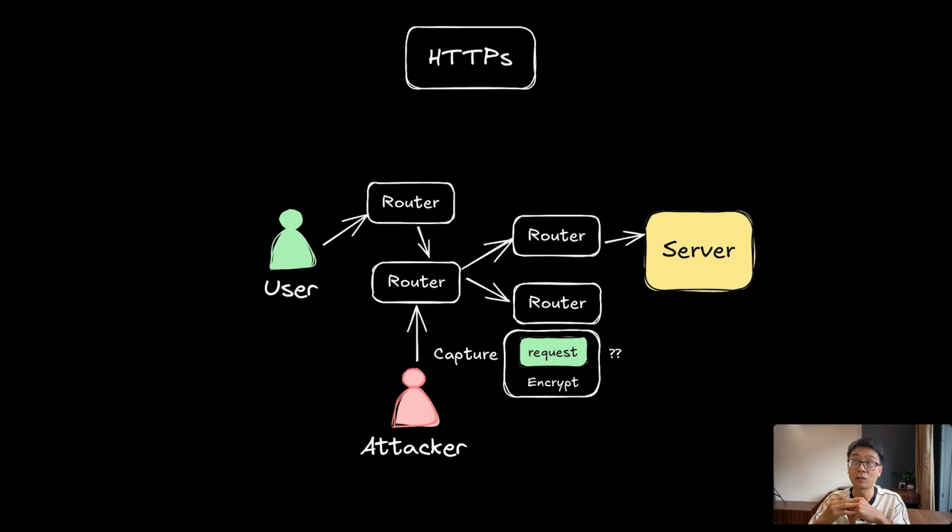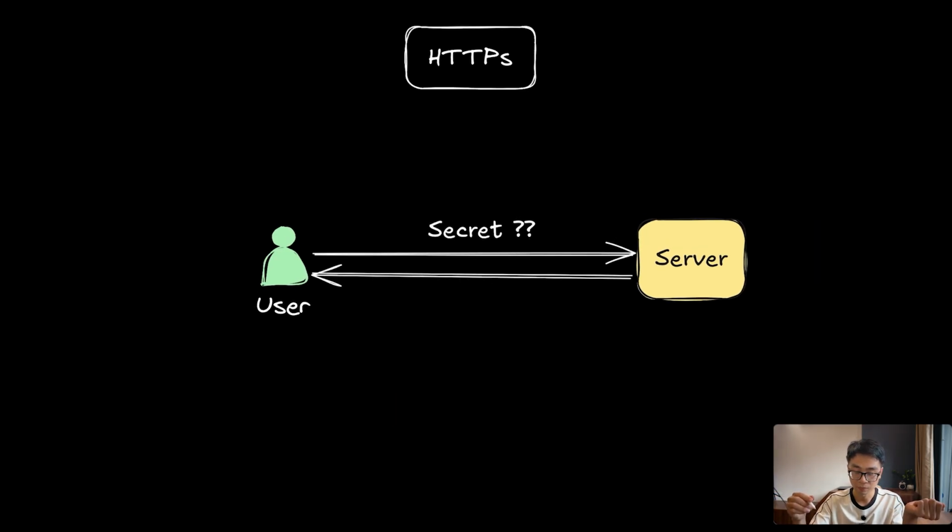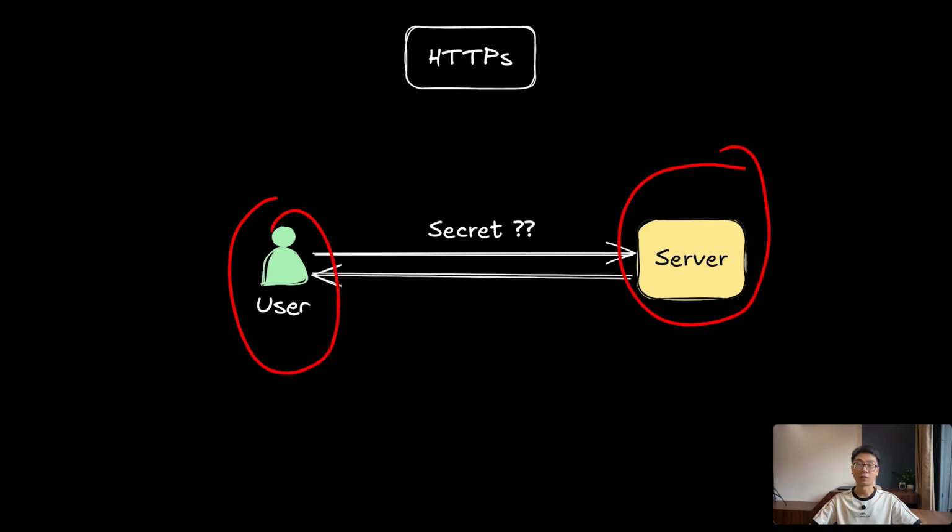But this will have another problem, because now the user and the server must know the same secret before doing this encryption, right? One way we can solve this is maybe letting the user and the server exchange the secret on the initial request, but it still has a problem. If someone is listening to the router in the middle here, they can still capture those requests. So that's still very, very bad, right? And that's how HTTPS was born to solve these problems for us.